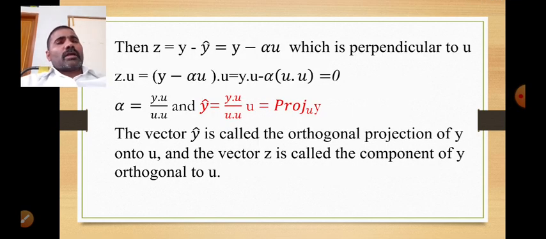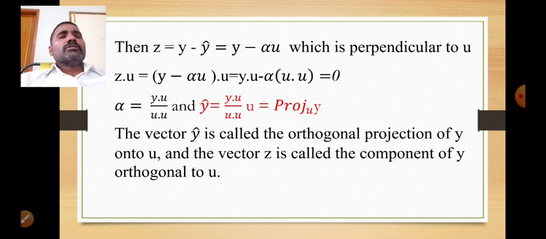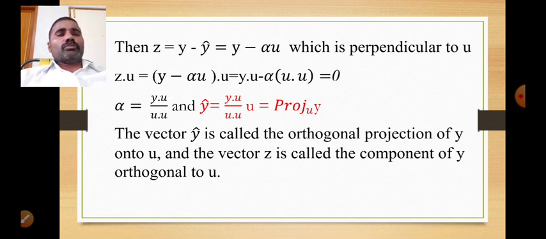If y = y cap + z, then z is y minus y cap. What is y cap? y cap is a constant multiple of u, so z is y minus alpha u, where alpha is a scalar. And this z and u are perpendicular to each other. Z perpendicular to u means z is perpendicular to y cap also, since y cap is a constant multiple of u. So z is perpendicular to u, that is (y minus alpha u) dot u.